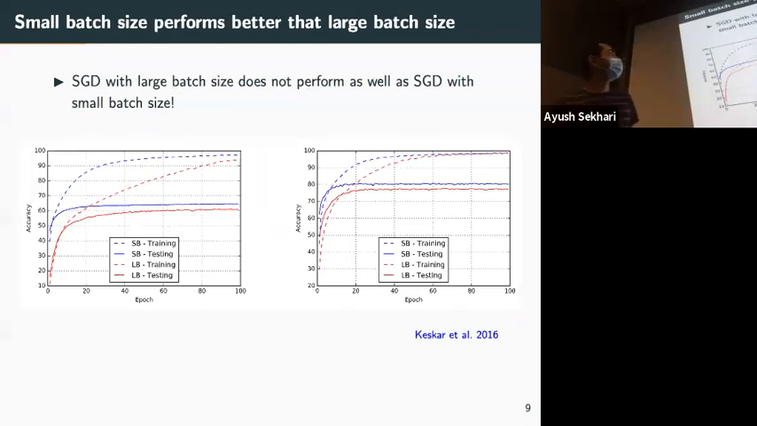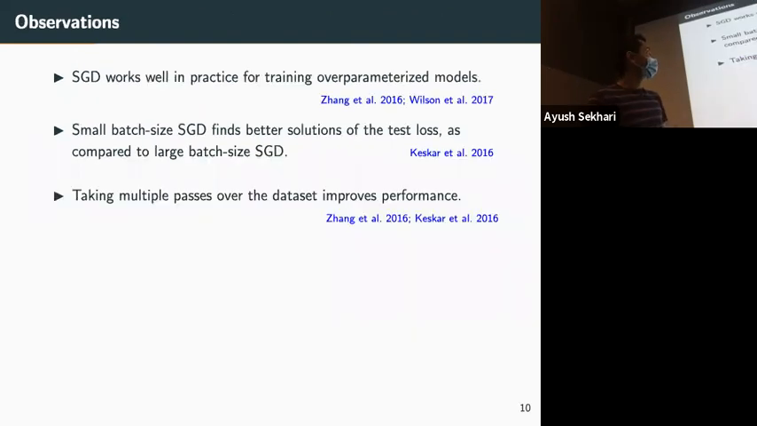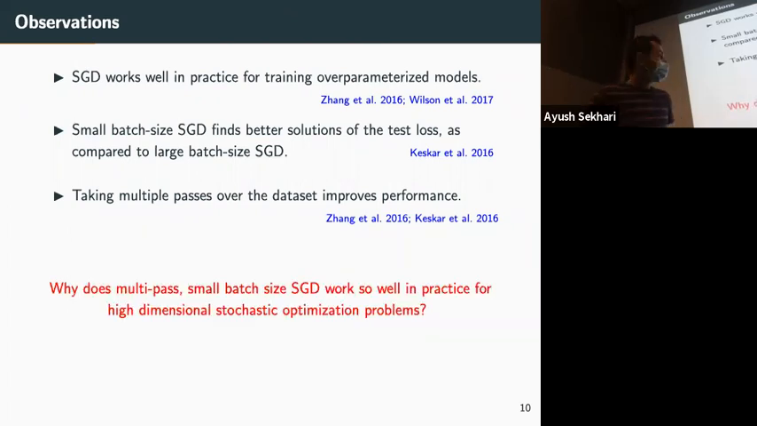Finally, it has also been observed that using a small batch size for SGD finds better solutions as compared to using a large batch size. In this experiment, the small batch size corresponds to a batch size of 32 and the large batch size corresponds to a batch size of 10,000. And we can see a huge difference in terms of the performance of the final solution they return. So to summarize, SGD works well in practice, small batch size SGD finds better solutions, and taking multiple passes over the dataset helps. So the main question we are interested in this work is why does multi-pass small batch size SGD work so well in practice for these high-dimensional stochastic optimization problems?